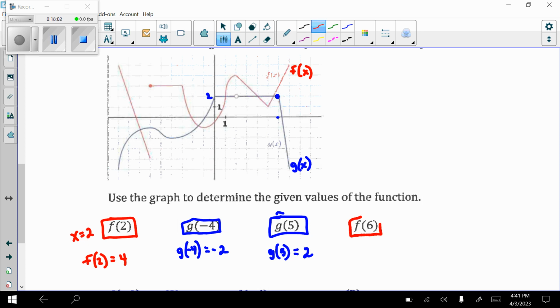So for f of 6, I'm looking at the red graph. If I look at f of 6, here's my 6, and I'm going to follow it up to right here. And I believe that's 1, 2, 3, 4, 5. So f of 6 is equal to 5. All right, I'm going to get rid of these numbers again.